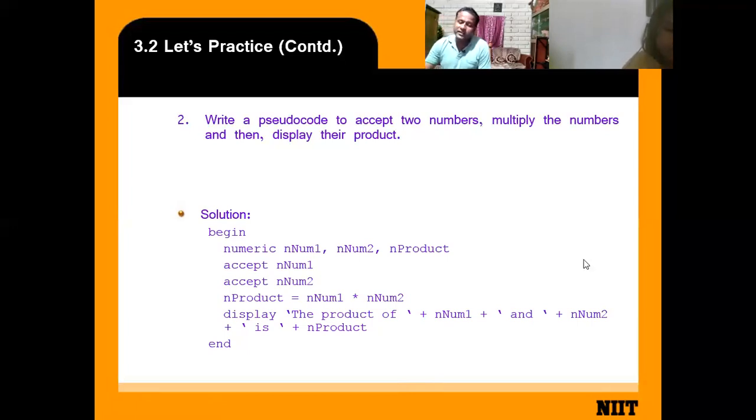We're not asking why this plus symbol is used. The plus symbol is used in a display statement. It is used for concatenation. Concat means joining the two words, joining the two statements. So in a display statement, for joining two words or sentences, this plus symbol is used. Here plus is called the concat operator, meaning joining two words or sentences.